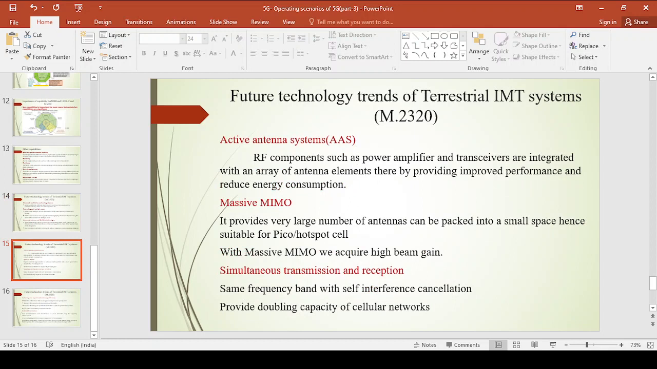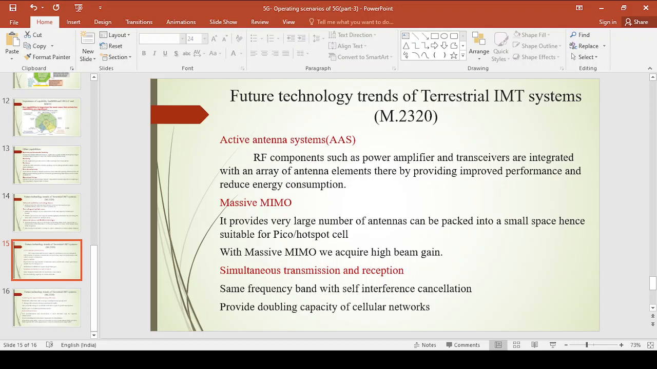And next we have active antenna system. That means power amplifiers and transceivers are integrated with an array of antennas, which improves the performance and reduces the energy consumption. And next we have massive MIMO, nothing but more antennas packed into a small area. This is suitable for pico or hotspot cells. Through massive MIMO we can acquire high beam gain.